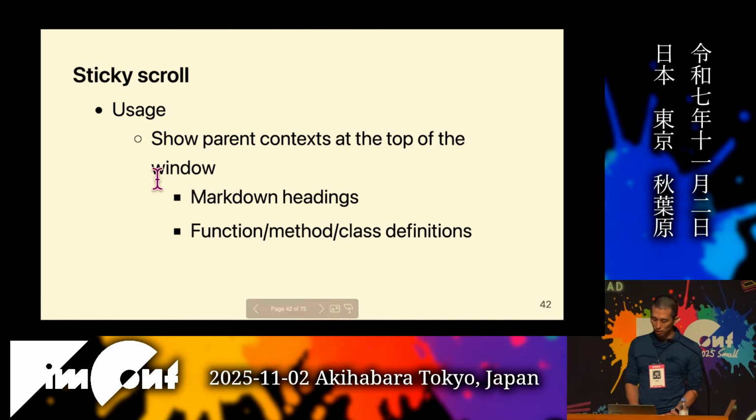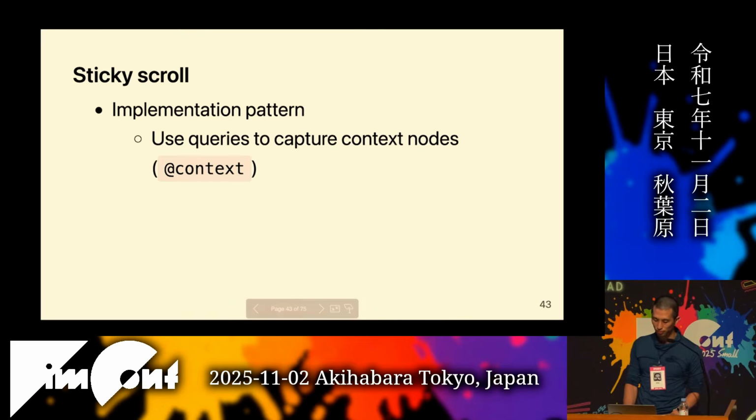I just showed the example for Markdown headings, but it can also apply to function, method, and class definitions. The implementation pattern is just the same. It uses the add context query, the add context capture, to enable it.